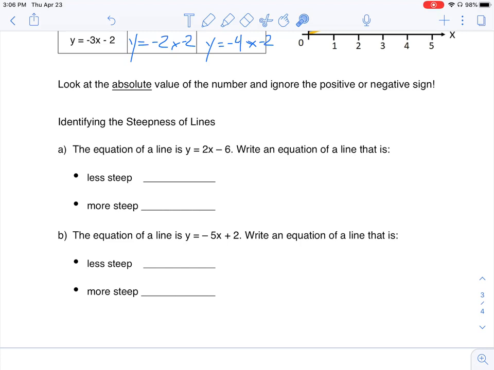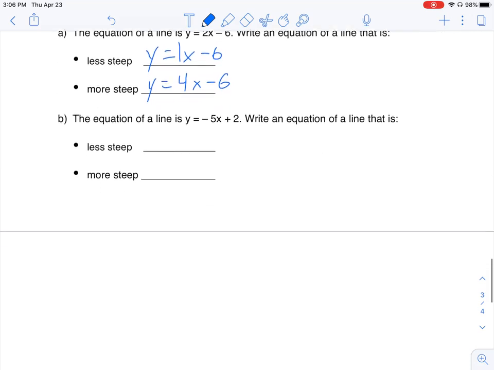Identifying the steepness of lines. The equation of a line is y equals 2x minus 6. Write an equation of a line that is less steep and more steep. Okay, so starting with less steep, y equals, I need anything less than that. Well, I can simply go 1x minus 6. Something that is more steep, y equals any number that is larger than 2, 4x minus 6.